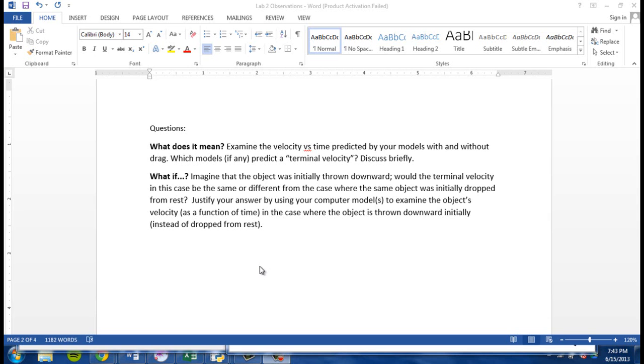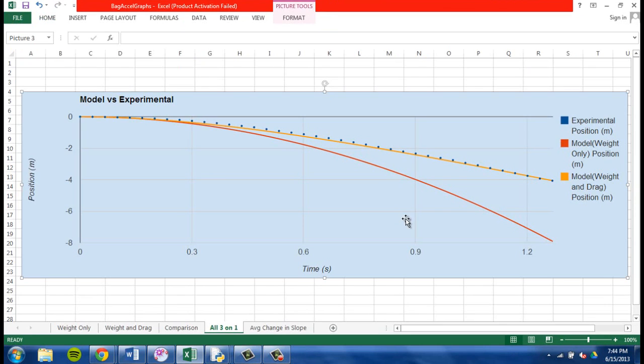Now let's answer the questions. What does it mean? The second model, accounting for both the drag force and the weight force, does a much better job of displaying terminal velocity. Terminal velocity is achieved because the object has enough drag that it is equivalent to the weight force going down, so net force is 0, meaning velocity is constant. Gravity was the prevalent force in the beginning, which is why the graph was originally curved, but later it becomes linear due to the zero acceleration and constant velocity from the equivalent opposite drag force.